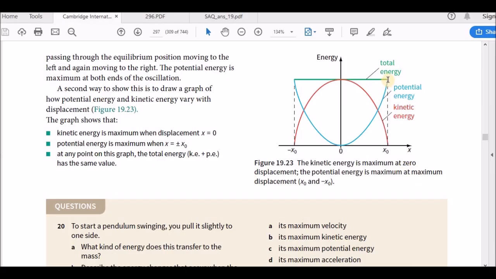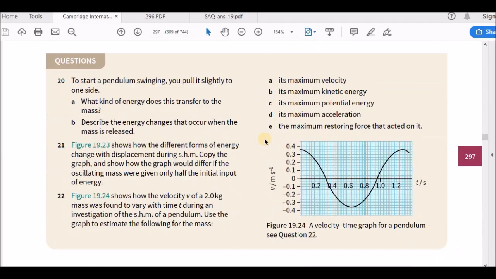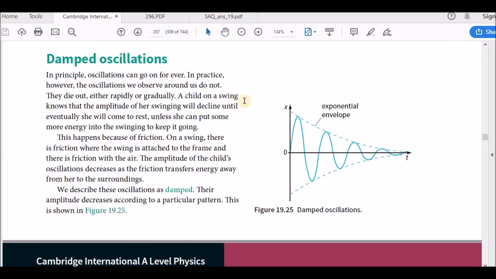Okay, so I already explained this. So maximum displacement is at x plus x naught and minus x naught. Okay, so you have to answer all these questions. Now this is about damping, the next topic.